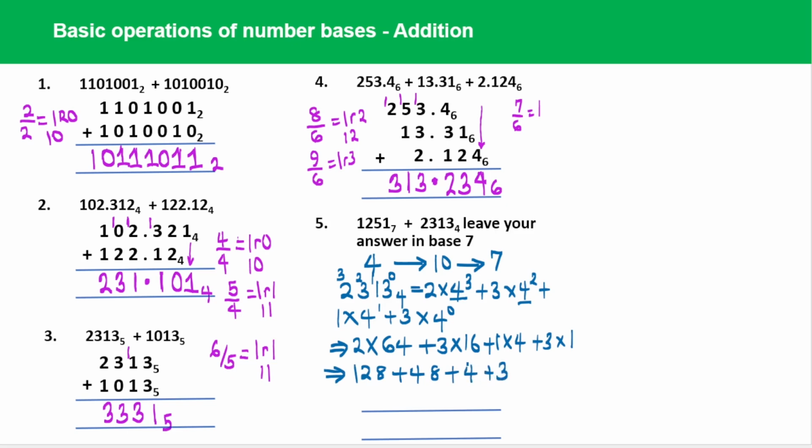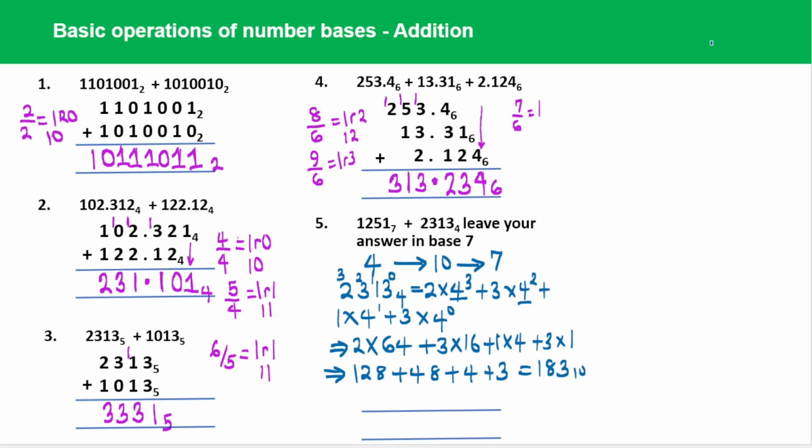Now the next step will be to add these numbers together. 128 plus 48, that will give us 176. 176 plus 4 will give us 180. 180 plus 3 will give us 183. Now we convert. From 183 base 10, we now go to base 7.